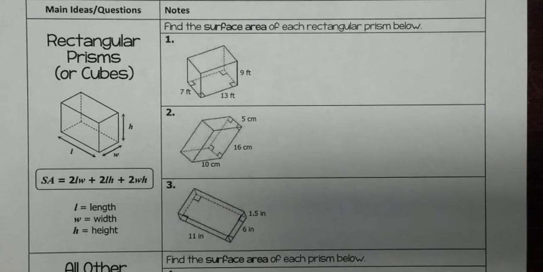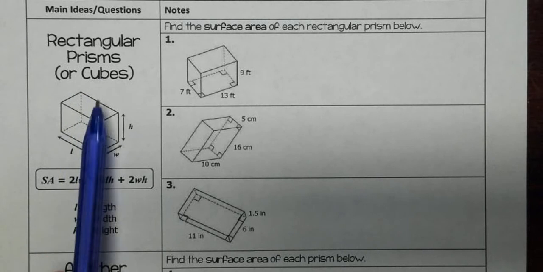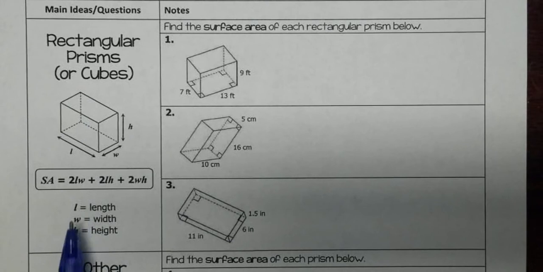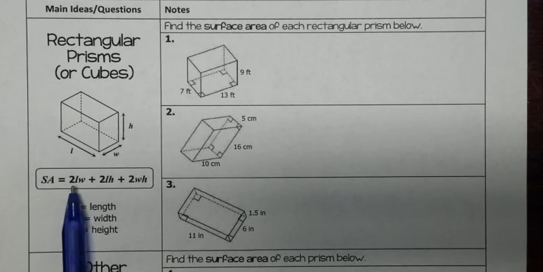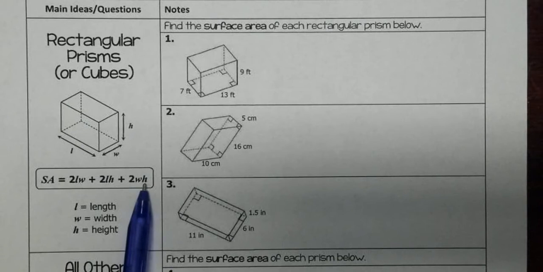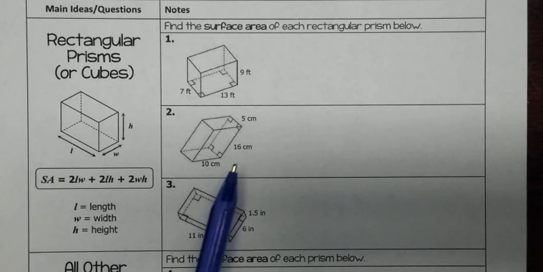So if you look at your notes, it gives you the formula off to the side, and it explains what each letter is. It shows you where the length is, where the width is, and where the height is. So for a rectangular prism or a cube, this is the formula that works. Our surface area formula seems really long, but it's not too bad though. It's 2 length times width plus 2 length times height plus 2 width times height. Okay? So we gotta use that formula on all of these to find the surface area.